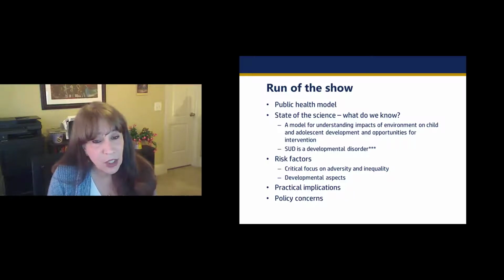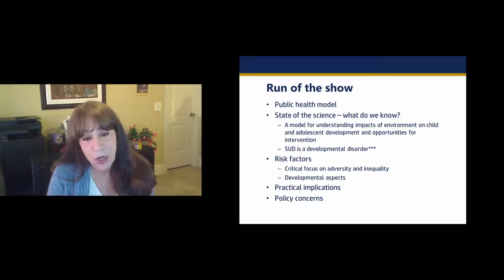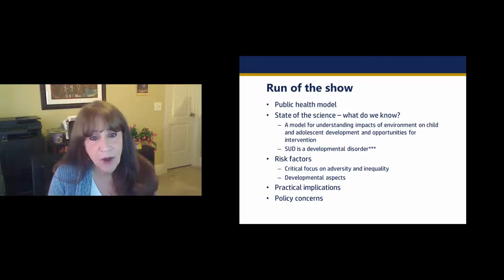So this is just what I call the run of the show. We're going to talk about a public health model. So we're going to see risk factors through this lens, and that's what we're going to start with. And then we're going to get into what do we know? What is the state of prevention science? And use a model for understanding what the impacts are of the environment, which is where many of the risk factors reside, on child and adolescent development, and where the opportunities are for intervention.